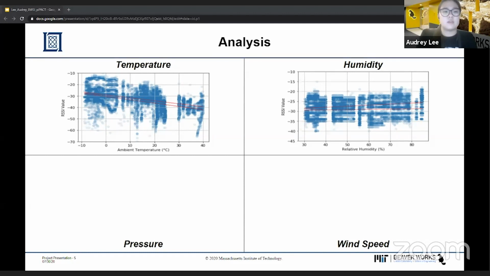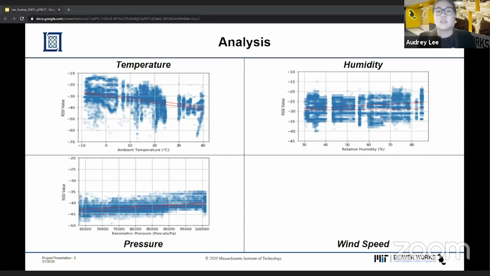For pressure, the plots indicated a slight direct relationship. The line of best fit had a positive regression coefficient of 0.0001, and the r-squared values were the most significant at 0.26 and 0.22, which supported the claim that a direct relationship existed between pressure and RSSI.